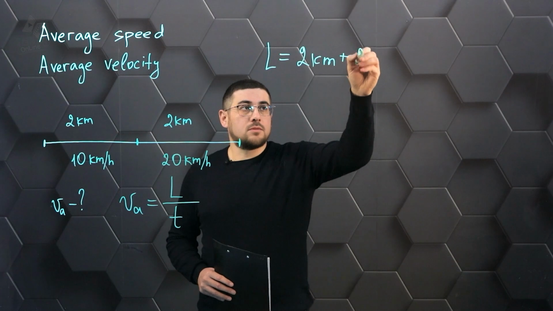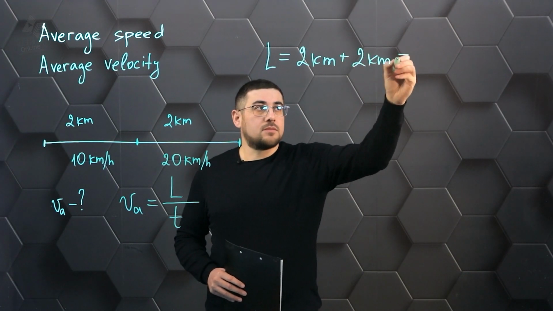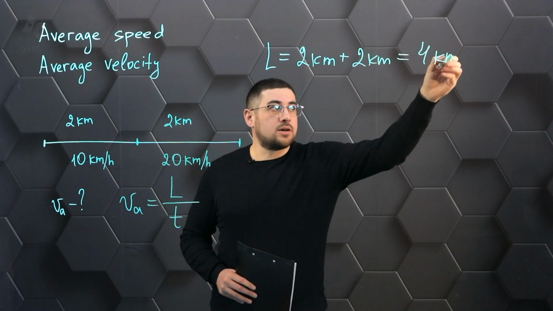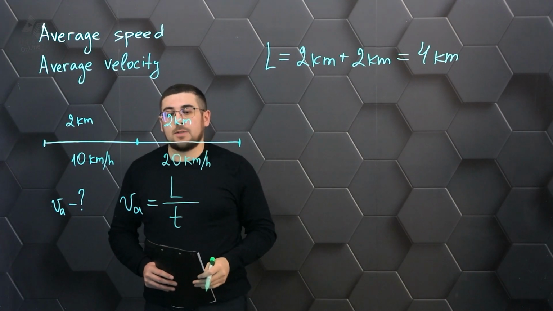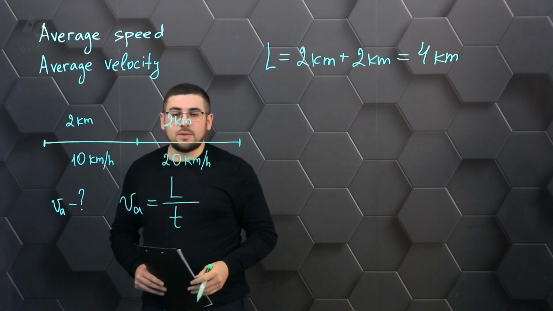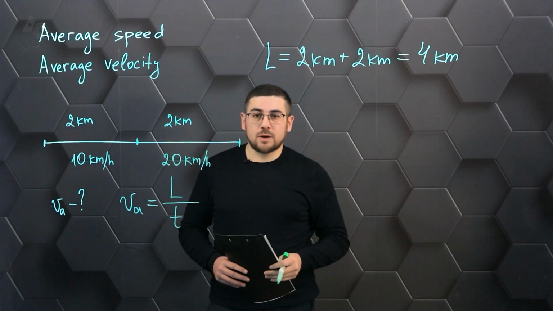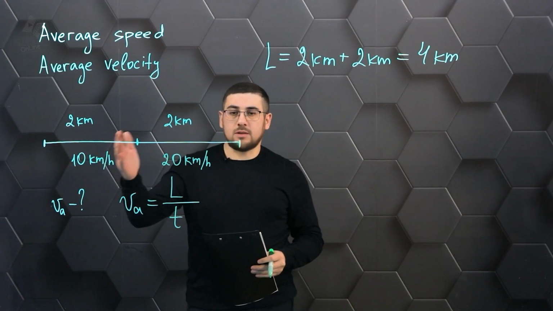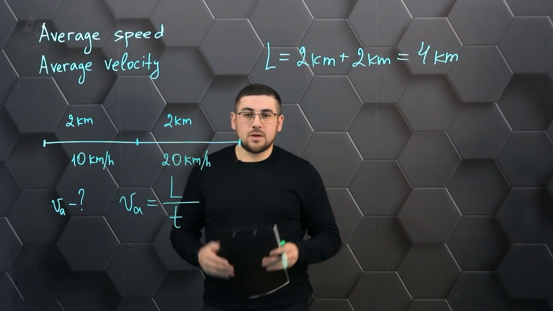is the sum of two sections. Accordingly, the entire path is 4 km. What is the total time? We see that at each section, the body is moving at a different speed. We can calculate the time at each individual segment and then find the total time by adding them together.